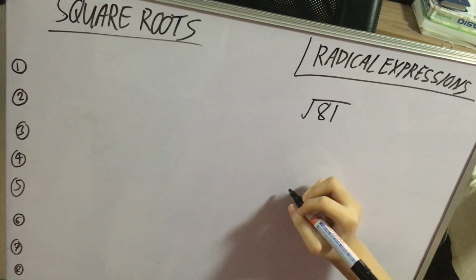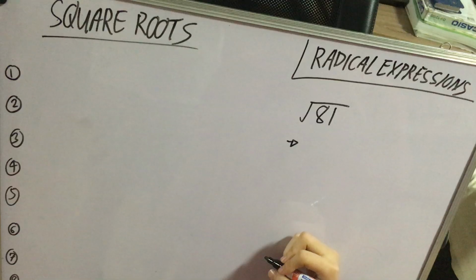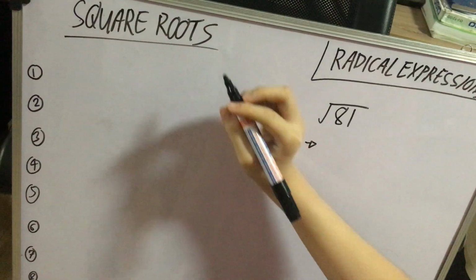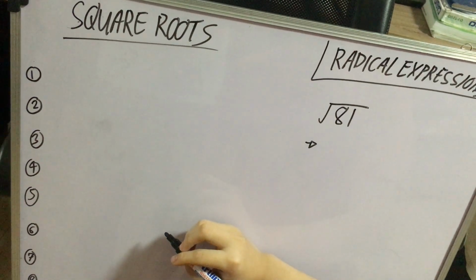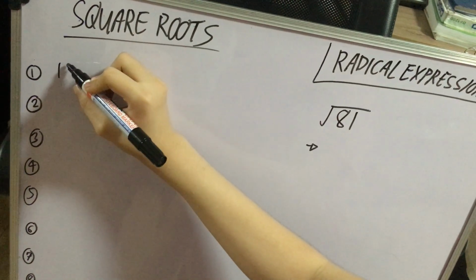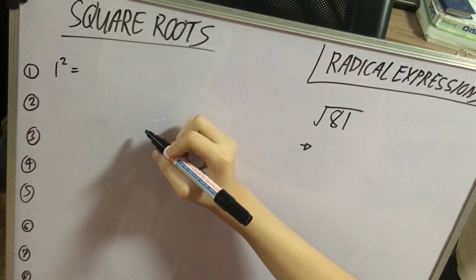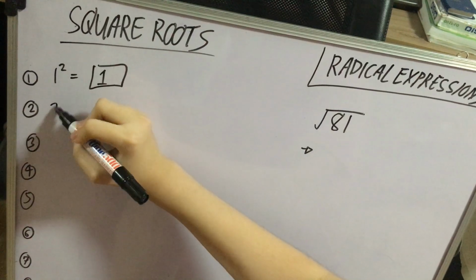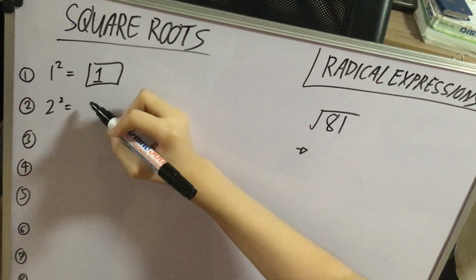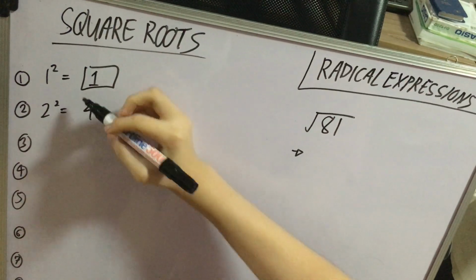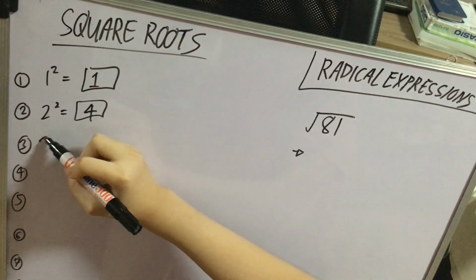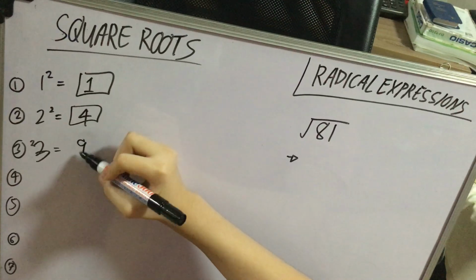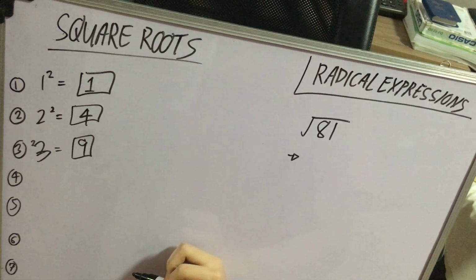So imagine this, ponder this answer: square root of 81. But for the basis, before we answer this, we'll have to tackle squares. First, 1 squared would be 1, since 1 times 1 is equal to 1. 2 squared would be 4, since 2 times 2 is equal to 4. 3 squared would be 9, since 3 times 3 is equal to 9.